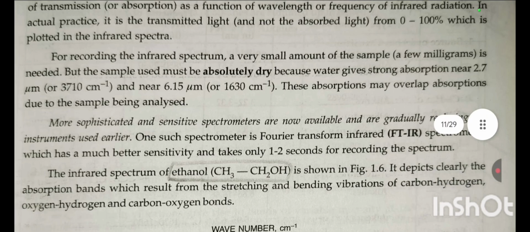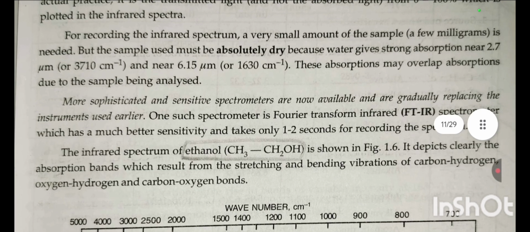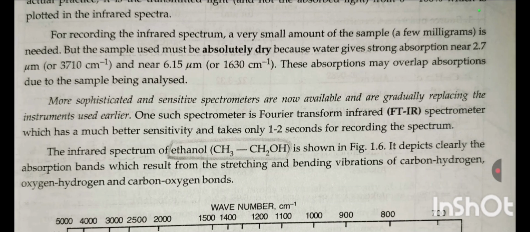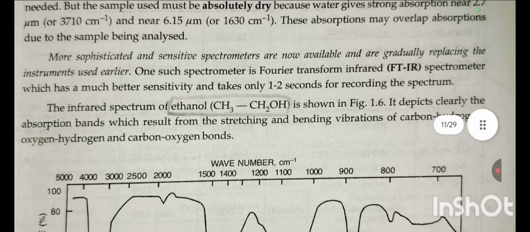For recording the infrared spectrum, a very small amount of sample is needed, but the sample used must be absolutely dry, because water gives strong absorption near 2.7 micrometer. More sophisticated and sensitive spectrometers are now available and gradually replacing the instruments used earlier. One such spectrometer is the Fourier transform infrared, FTIR, spectrometer, which has a much better sensitivity and takes only 1 to 2 seconds for recording the spectrum.